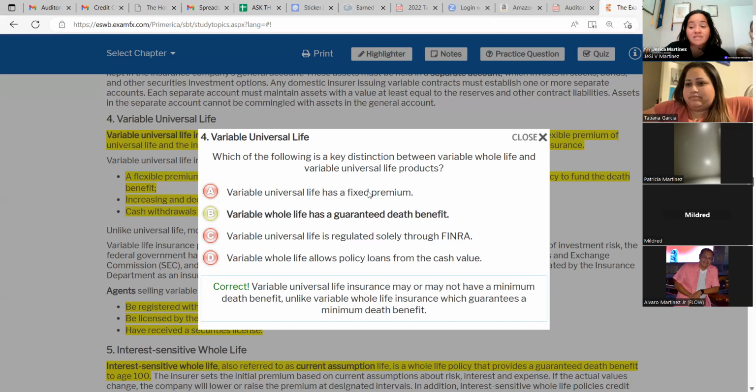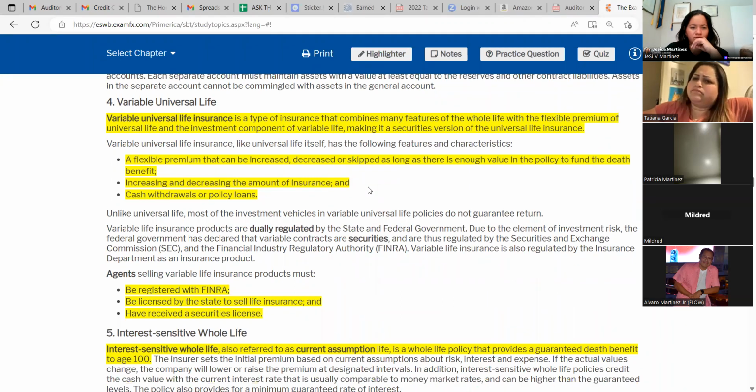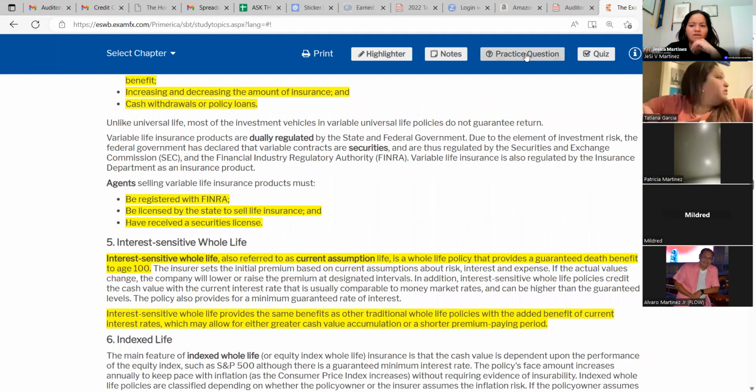Okay, so variable universal has a flexible premium. That's why we're eliminating this one. This is the first one that I eliminated, because when we're going into securities and separate accounts, you're regulated by more than FINRA. Variable whole life allows policy loans from the cash value. Every single policy that has cash value allows you to take money out. So we did this solely by process of elimination. And variable whole life has a guaranteed death benefit. So let's say this one. Okay. Let's see a little bit more down and see if I find another one.